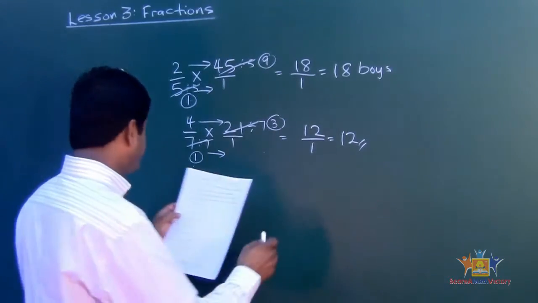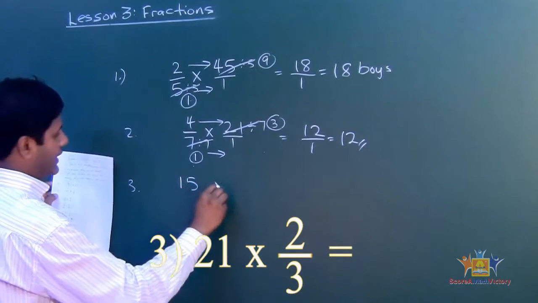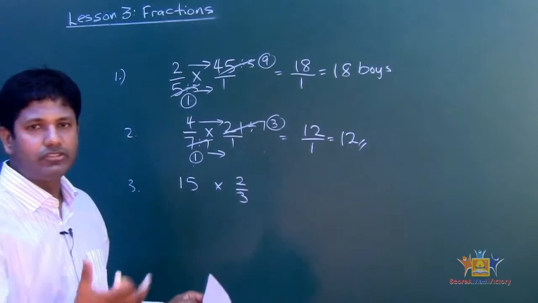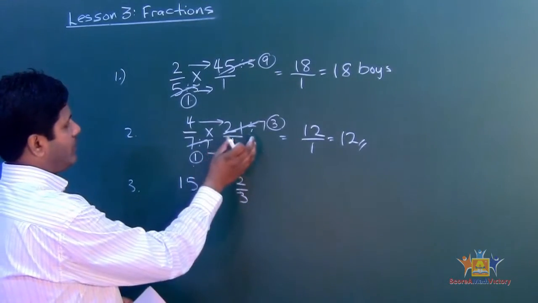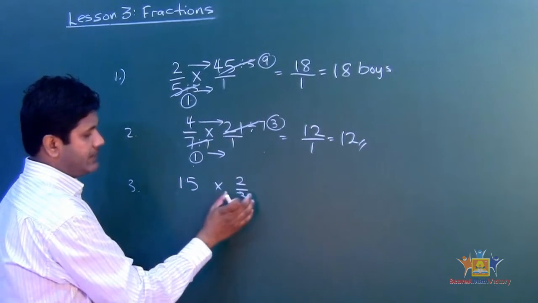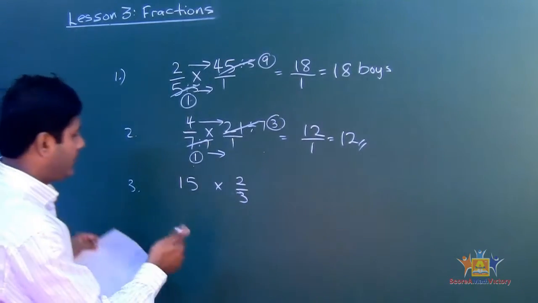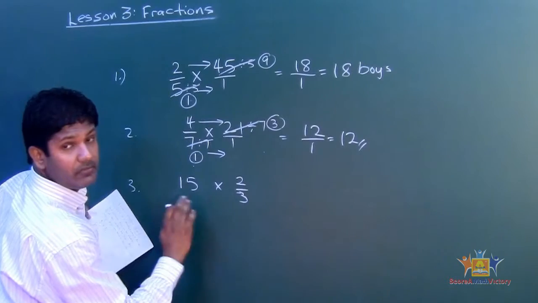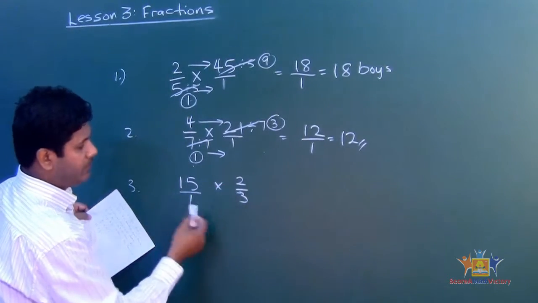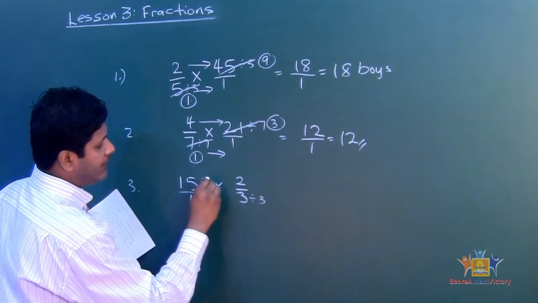Problem number 3. This time I put the 15 on this side and the fraction on the other side. Does it make any difference? No. I put the whole number on this side, whereas earlier the whole number was on this side and the fraction on the other. I just flipped it. Doesn't matter. The key is they both have to be in the form of a fraction. That means I have to make this into a fraction. Now I can see if I simplify 15 and 3, yes, I can. I can divide this by 3, and I can divide this by 3.